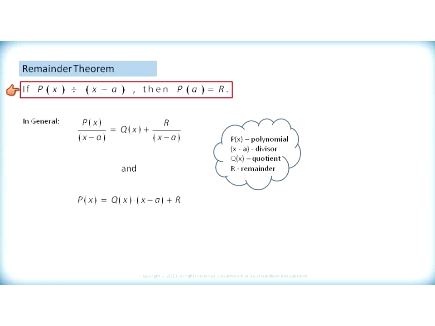The remainder theorem states that if p of x is divided by x minus a, then p of a is equal to r. P of x represents the polynomial, x minus a represents the divisor, and r represents the remainder. In general, when the polynomial is divided by a divisor, it will equal the quotient q of x plus the remainder divided by the divisor. As well, we have the polynomial p of x is equal to the quotient q of x multiplied by x minus a, the divisor, plus r, the remainder.